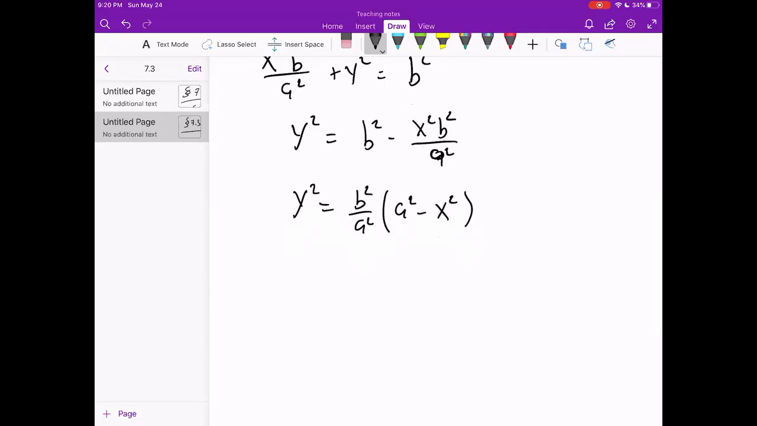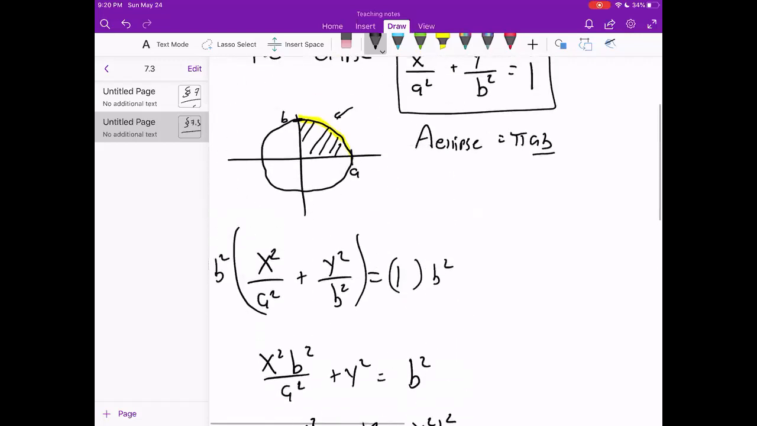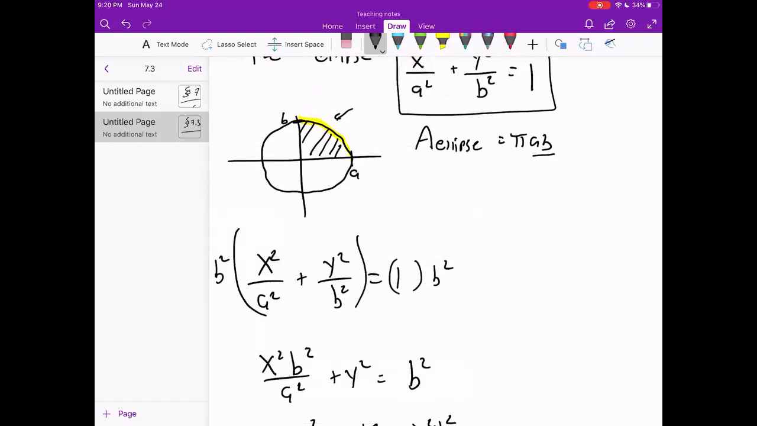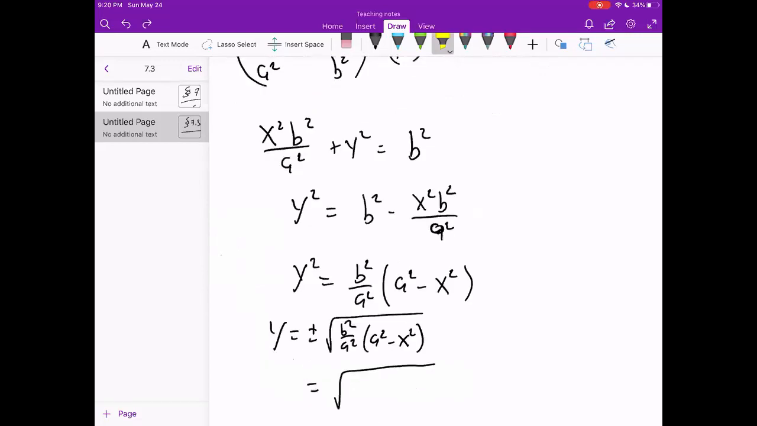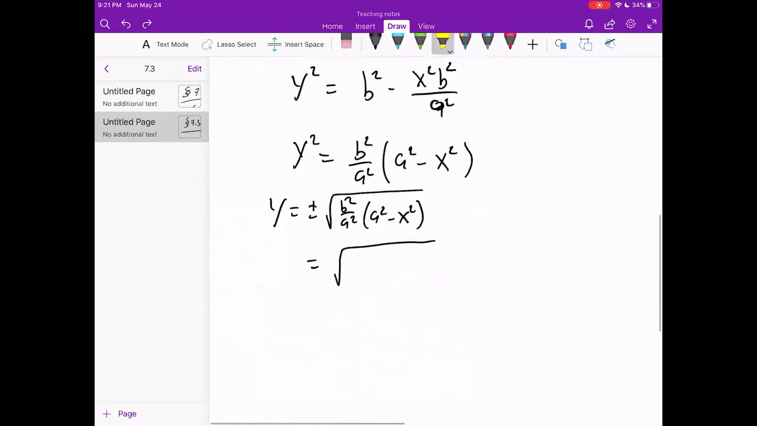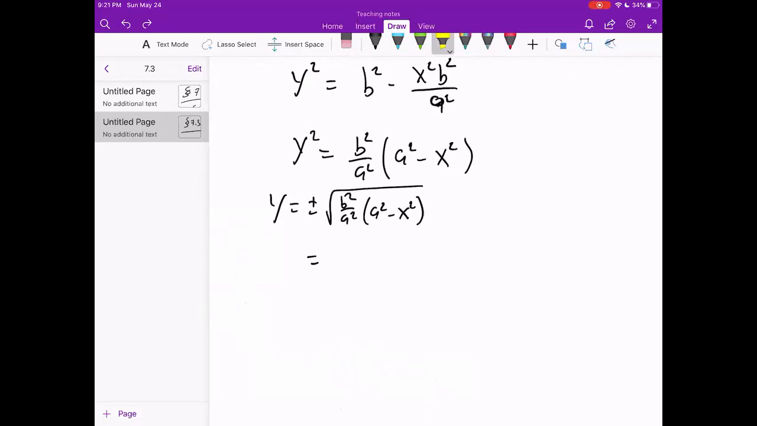All right, so let's go ahead and do this. So I'm going to get y is then equal to plus or minus the square root of b squared over a squared times a squared minus x squared. I'm going to take the positive root because the positive root corresponds to the part of the graph I've highlighted in yellow. The negative would be the opposite of that. Negative would be this part that I'm highlighting now. We don't want that. Yeah, there we go. So take the positive one. I'm going to pull the b squared over a squared out of the square root. So I'm going to get b over a, square root of a squared minus x squared.